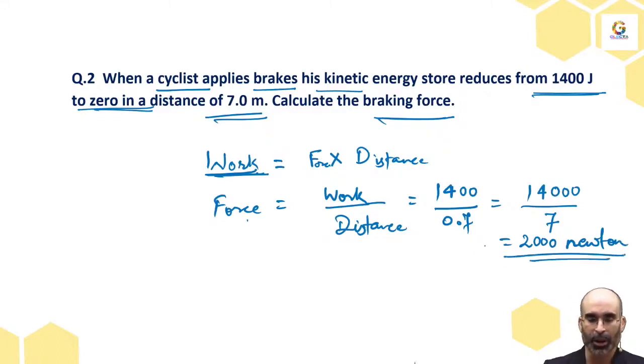SI units, if you miss out, you will lose marks, right? So be careful on that. So this braking force is equal to 2000 Newton, right? Okay, it was only 7, right? So this divided by 7, so only 200 Newton will be the braking force.